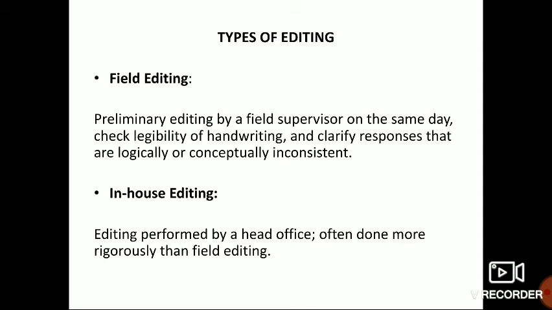But in-house editing we do later, after data collection is over. Collected data will be carried to the head office and gone through by some other people. During that stage, the resource person who goes through the data makes some corrections. This is called in-house editing.